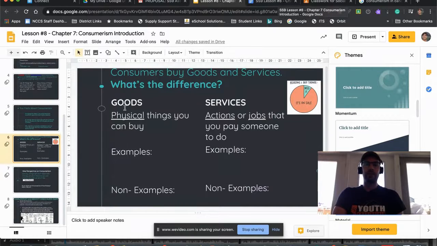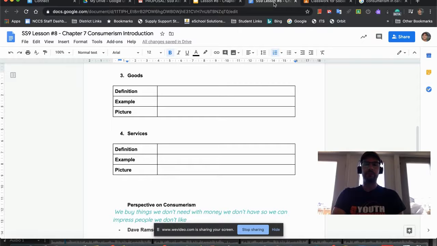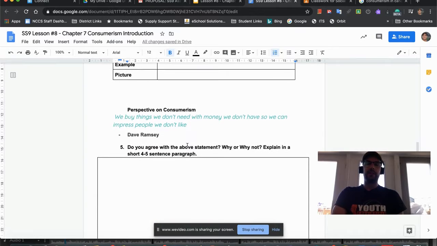You're just going to have to think about it: goods are physical things that you can buy, and services are actions or jobs that you pay someone else to do. It should be pretty easy for you to come up with an example of what that is. And then you have the next part.